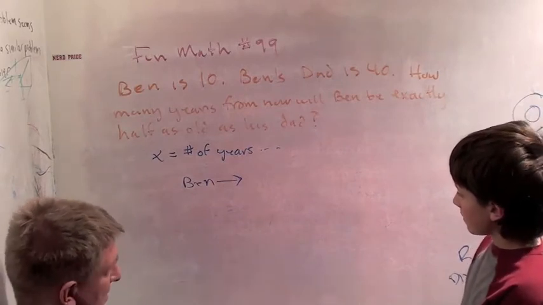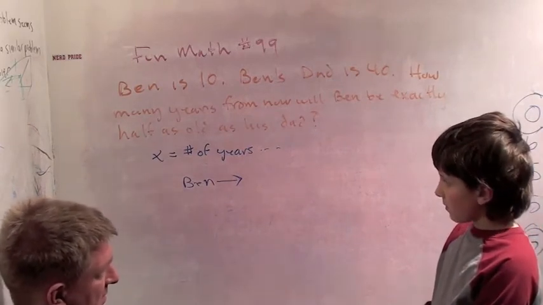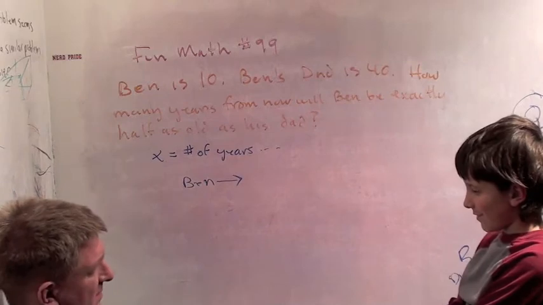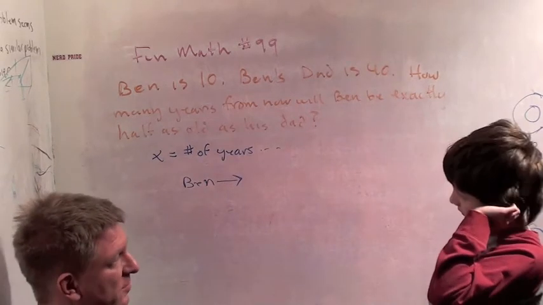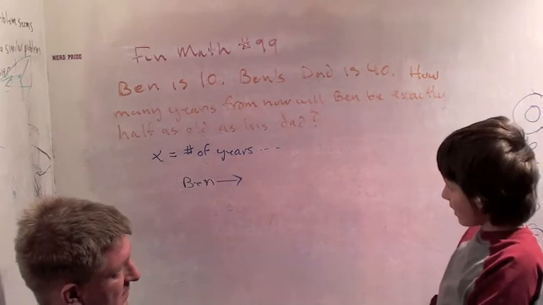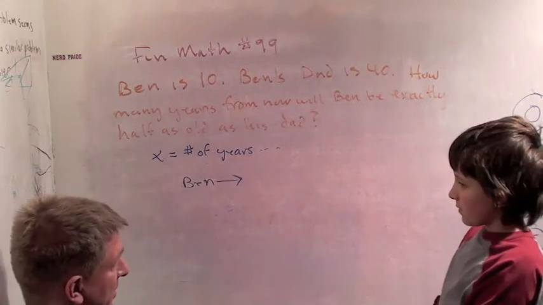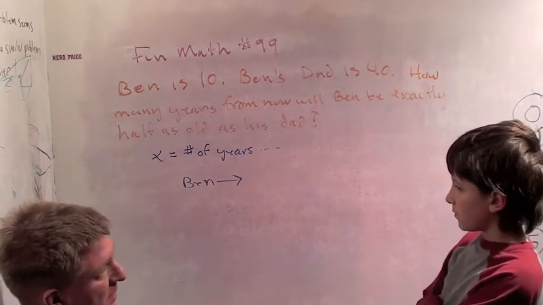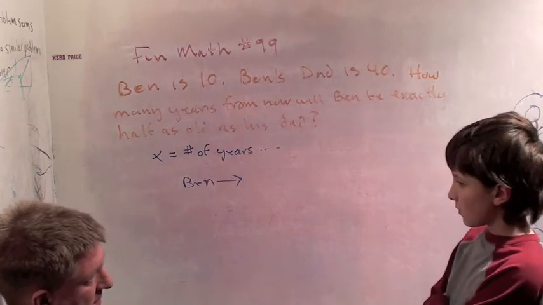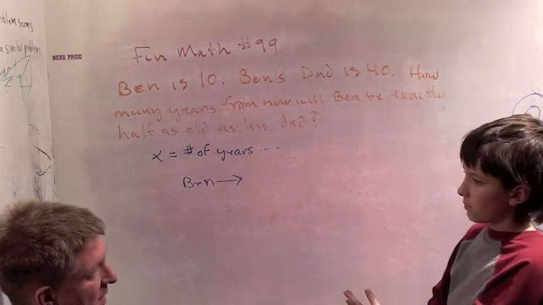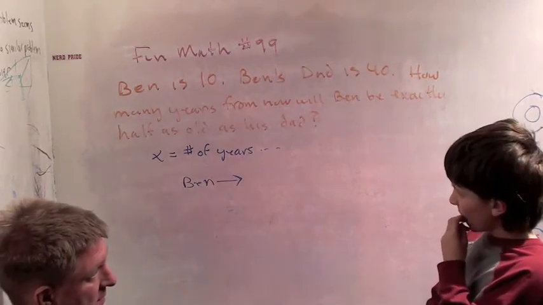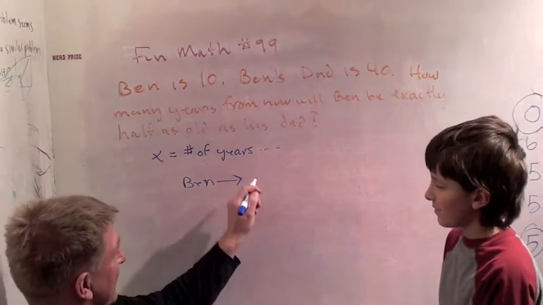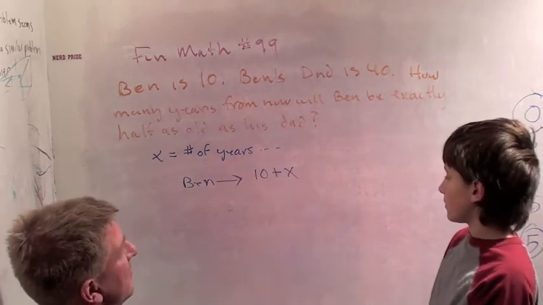X years from now, how old will Ben be? Ben will be half as old as his dad X years from now. That's what we're trying to solve for. Let me ask one more time. X years from now, how old will Ben be? He'll be his age right now plus X. Okay, how do we write that? It's 10 plus x. X years from now, Ben will be 10 plus x years old.